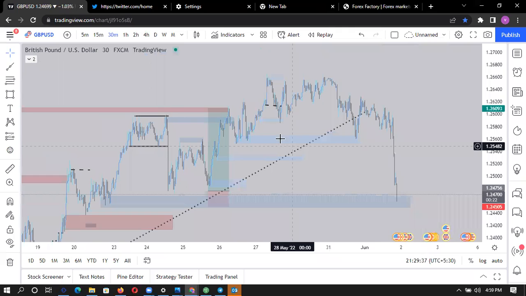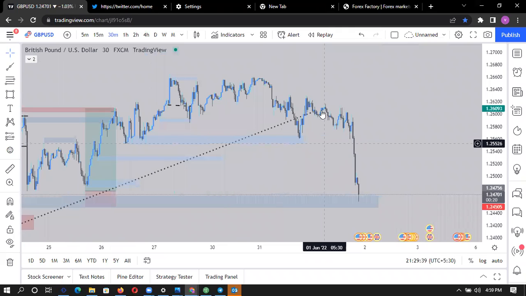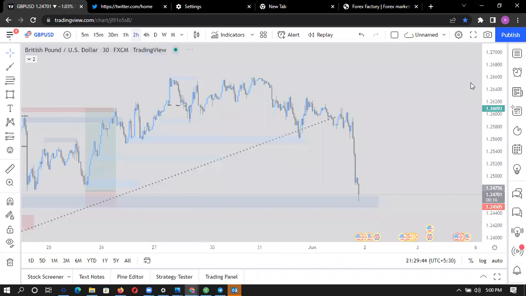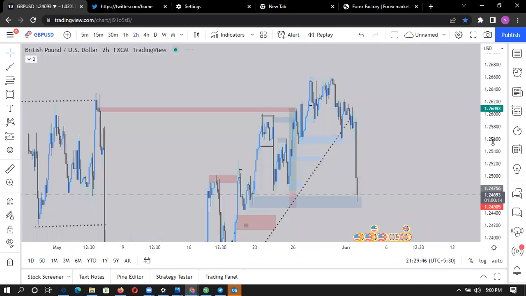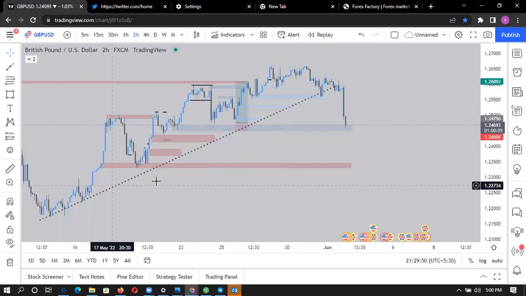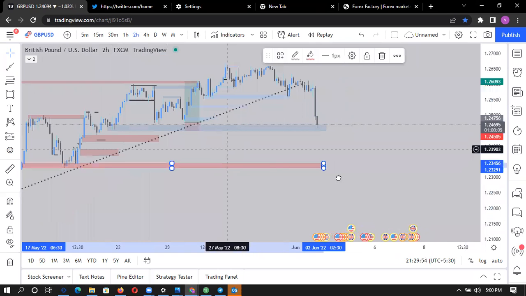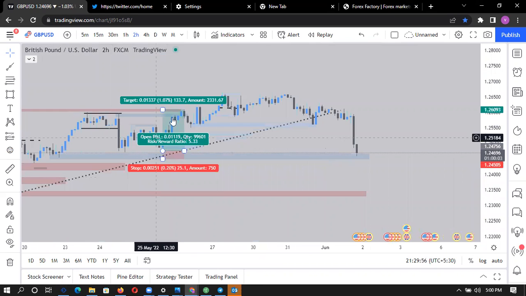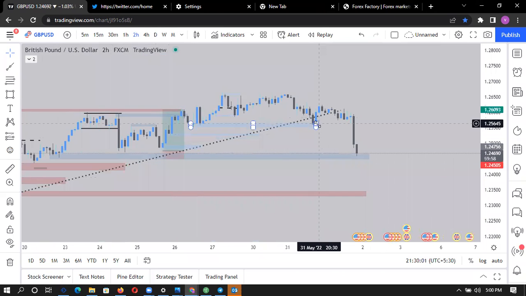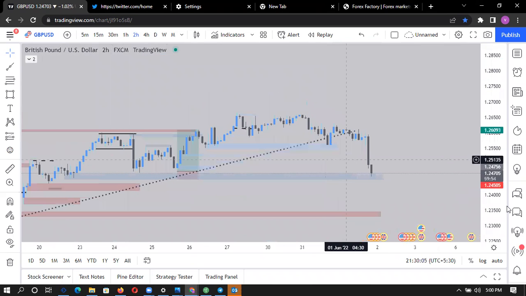Before that, I was already waiting for a sell on GBPUSD. And why is that? If you go to the 2 hour time frame, you can see that we have been on a bullish trend for a little while, and we've taken a very good bullish entry here. Since then, the price has been choppy, so I've been waiting for a retest on this zone.